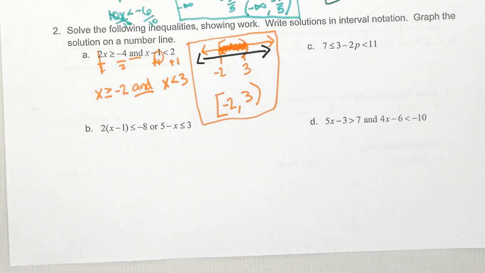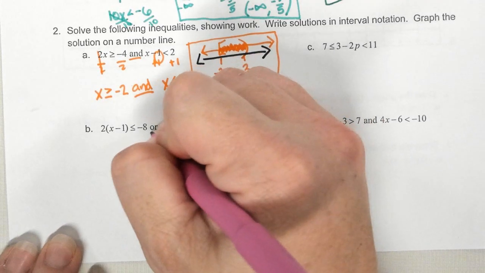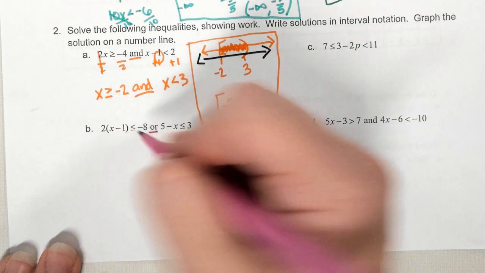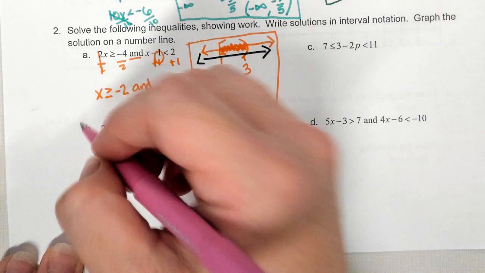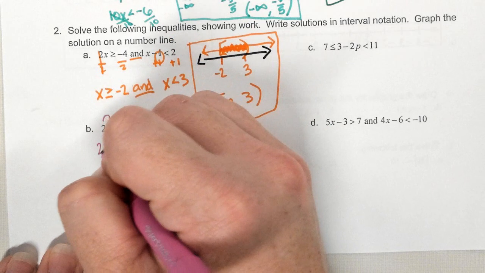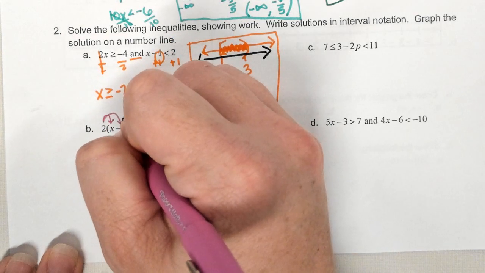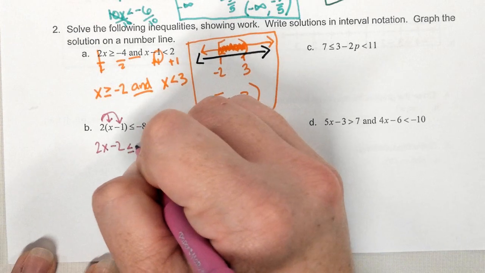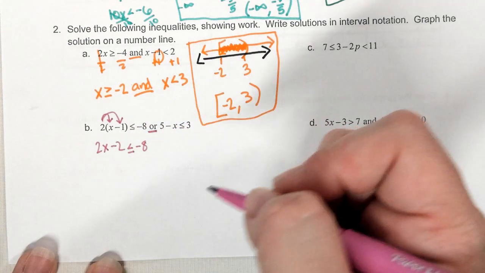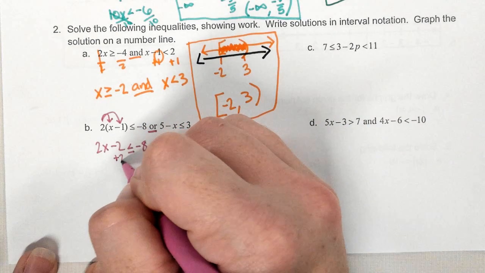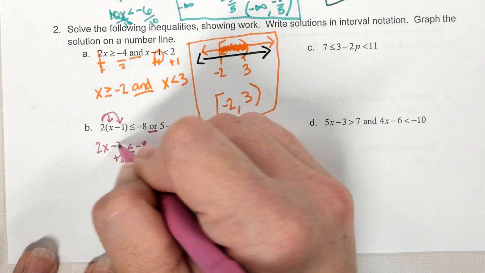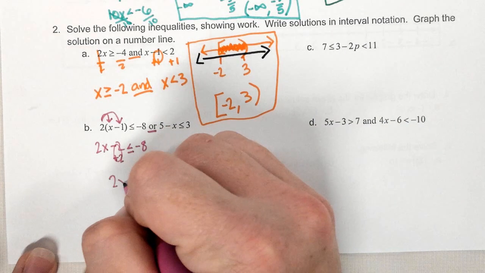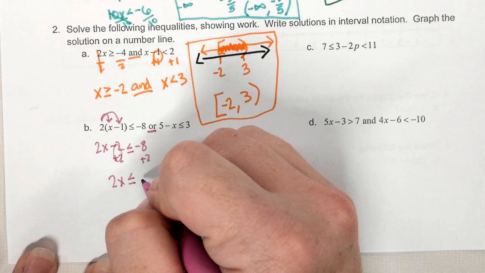Okay, look at B. Again, same concept, except this time it is or. So we're going to solve both sides. Here we have distribution again. So 2 times x is 2x. 2 times negative 1 is negative 2, is less than or equal to negative 8. I'm going to add 2 to both sides because I only have x on the left, so I don't want to move the x. And I have 2x is less than or equal to negative 6.